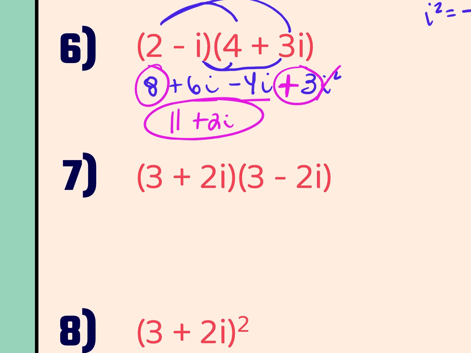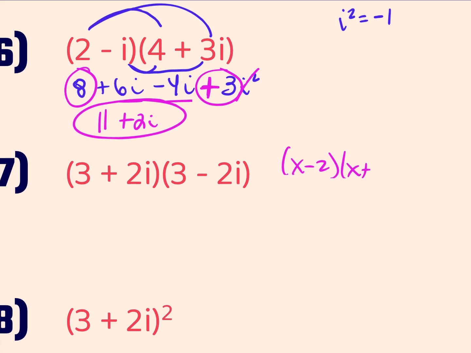All right, let's look at number 7. Just look at it for a second. Do you notice anything? It's the same numbers, but it's plus or minus. If you had this, what do we call this when we FOIL it together? It's going to become the difference of squares, right? Same concept here. You're going to need this for tomorrow.